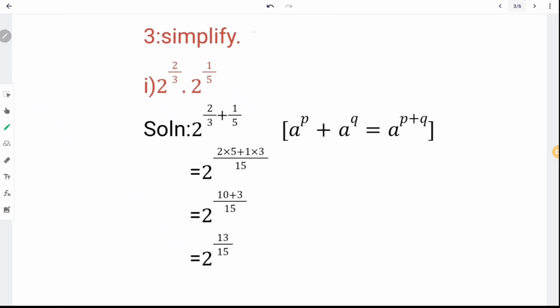All right, now question number 3. We're going to simplify, right? And I've already told you to practice and also learn the formula for all the exponents, okay? So now let's have a look. 2 to the power 2 by 3, and then 2 to the power 1 by 5.